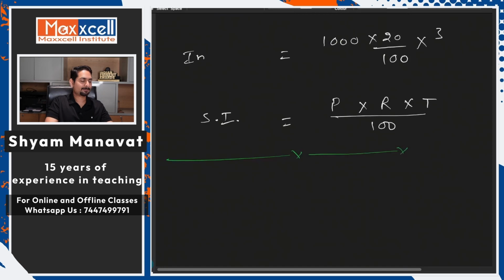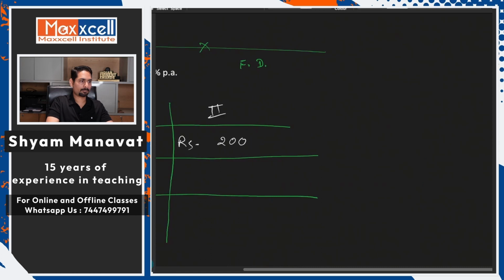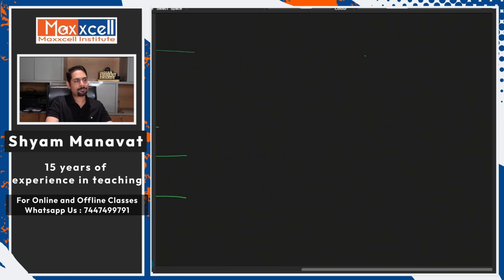In the second case, I had 1000 rupees as the invested amount, and I got 200 rupees which is generated as the interest. Now this time I am not withdrawing this 200 rupees. So this time for the second year, how much money do I have in my bank account?